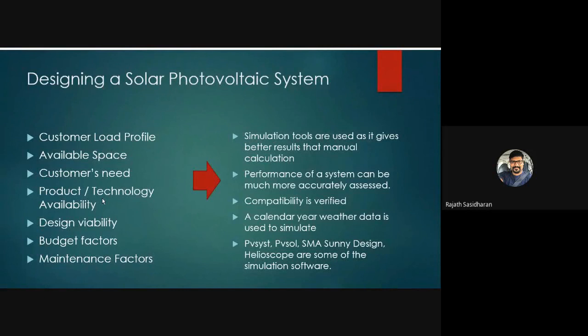PVSYST, PVSol, Sunny, SMA Sunny Design. This is manufacturer specific. You can download it from the internet, but it is exclusively for SMA products. Helioscope. They are some of the simulation software. So many softwares are available on the market. All good big scale inverter manufacturers are investing in their own simulation softwares.